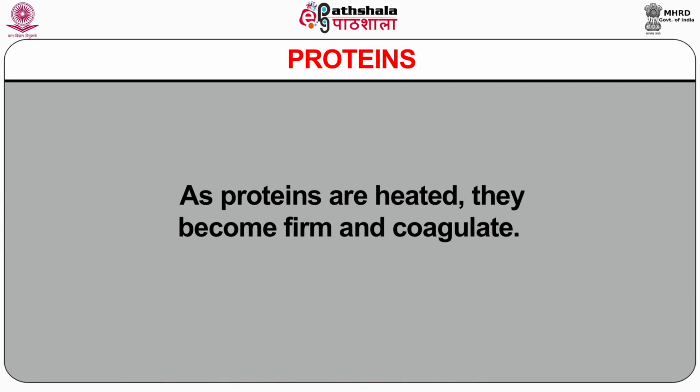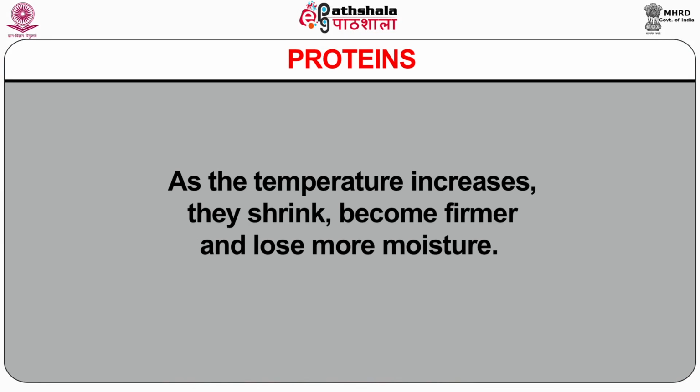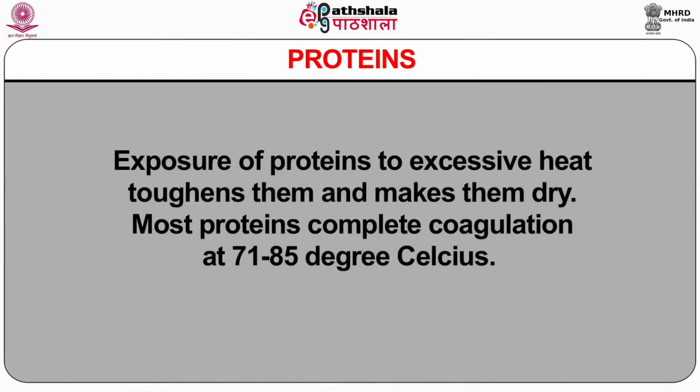Proteins. Protein is a major component of meat, fish, poultry, egg and milk. It is present in smaller amounts in nuts, beans and grain. As proteins are heated, they become firm and coagulate. As the temperature increases, they shrink, become firmer and lose more moisture. Exposure of proteins to excessive heat toughens them and makes them dry. Most proteins complete coagulation at 71 to 85 degrees Celsius.